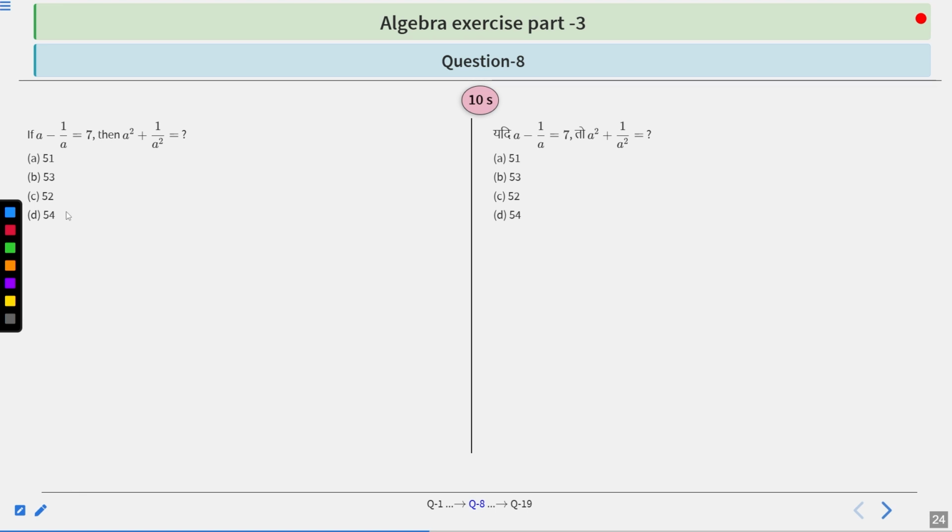Next, if a minus 1 upon a is equal to 7, then a square plus 1 upon a square is how much? Options are option A 51, option B 53, option C 52, and option D 54. And I'm giving you 10 seconds to find which one of them is correct. After that, I will do the solution.